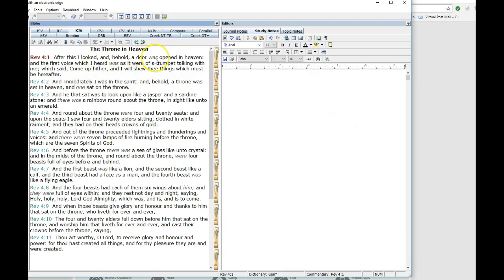Matter of fact, the open door in heaven, go back and look, the Church of Philadelphia, Revelation 3, verses 7 through 13 or whatever it is, open door in heaven. It couldn't be more clear. That's a prototype for the rapture, same pattern. But then as you come down, you study who these elders are. They're clothed in white raiment. They have crowns of gold.